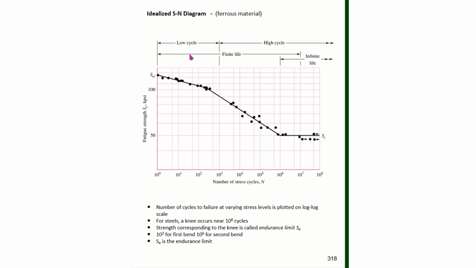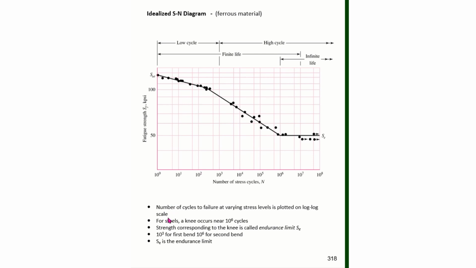We're going to move this finite life back to 10 to the 6th, and then infinite life from 10 to the 6th on up. They give this region here because there's a lot of uncertainty when we get to this number of cycles. But we will use finite life from the first cycle up to 10 to the 6th, and then infinite life from 10 to the 6th up. Low cycle fatigue is often considered in this region here up to 1,000 cycles. And then high cycle is above 1,000 cycles.